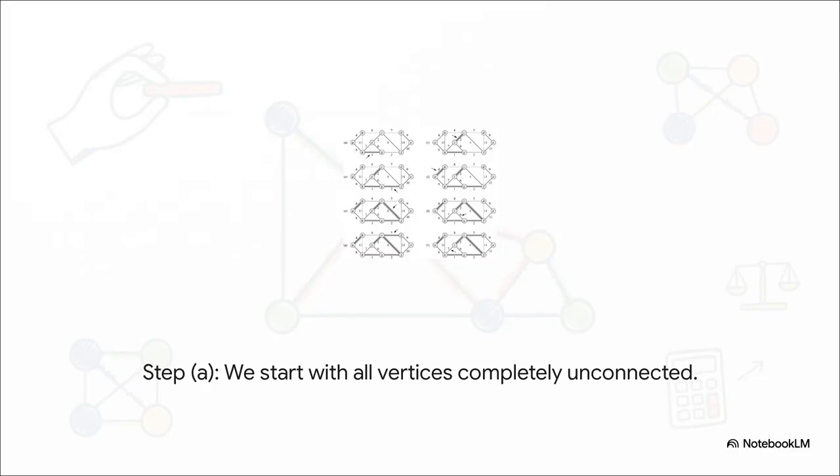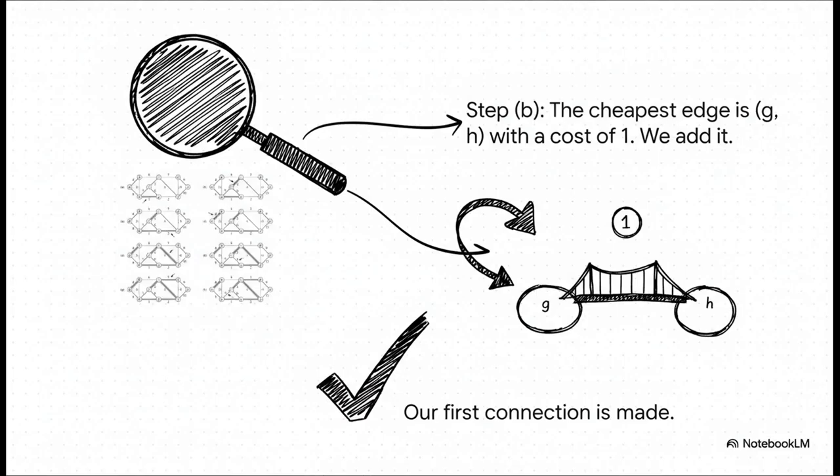We start with all of our islands, or vertices, completely on their own. Totally unconnected. Kruskal's algorithm scans every single possible connection and finds the absolute cheapest one. In our example here, that's the bridge between island G and island H, which has a cost, or weight, of 1. So boom, we add it to our network. Our very first connection is made.